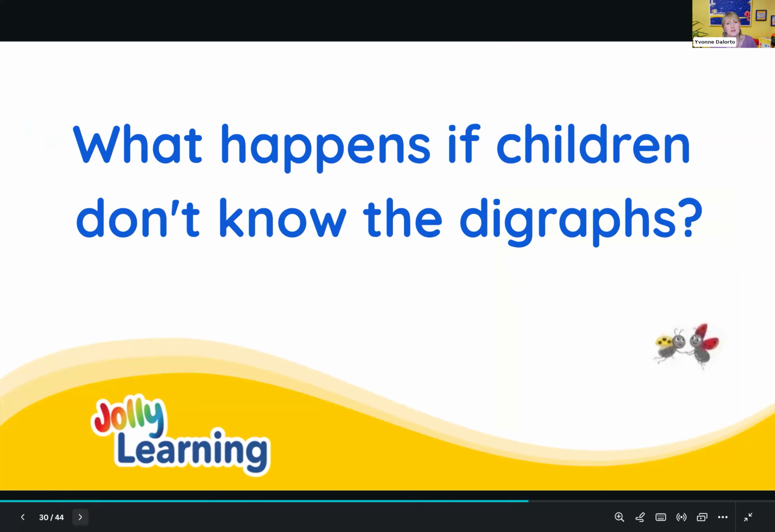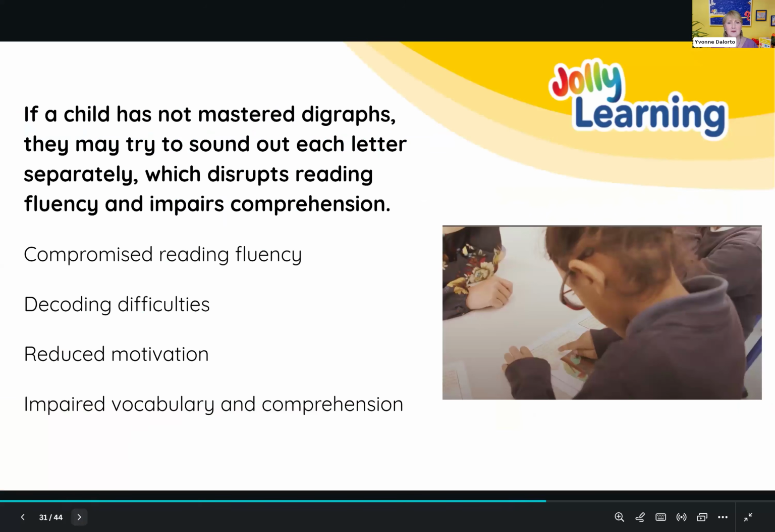So what happens when children don't know the digraphs well enough? Just keeping an eye on the time. If a child hasn't mastered the digraphs, they will try to sound out each letter, as I've mentioned.